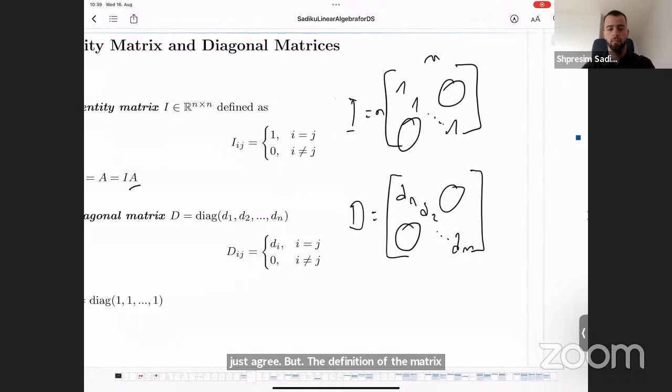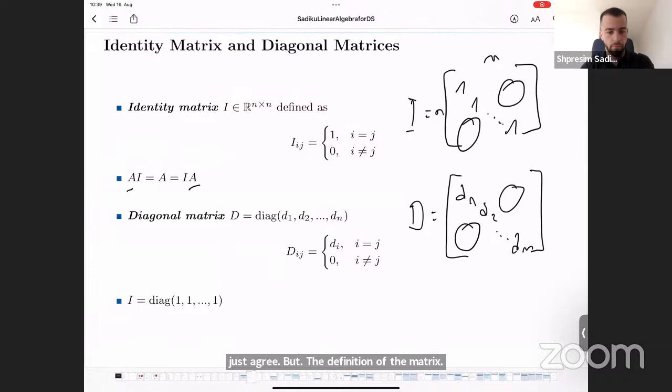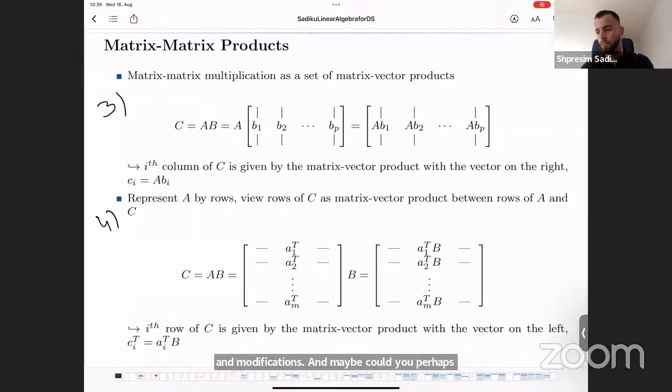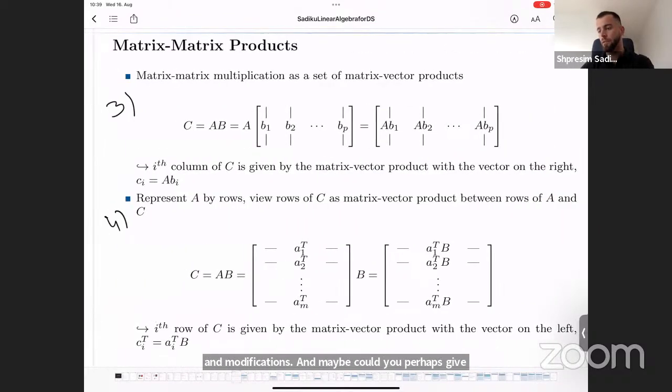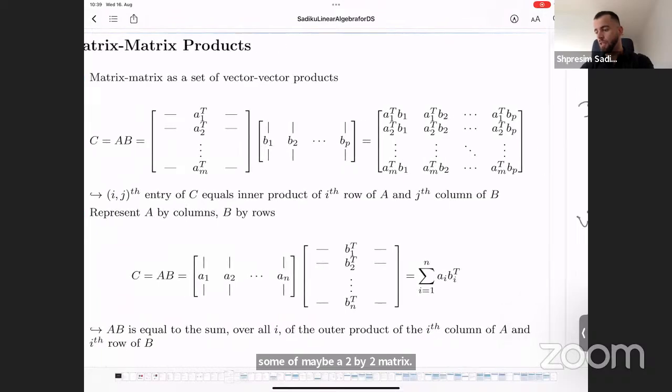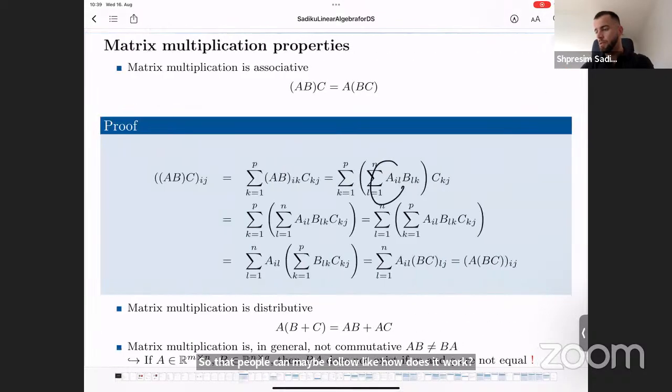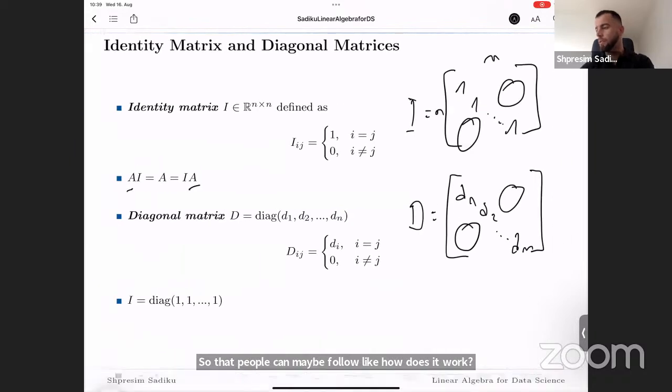Nice, Prism. There were some questions regarding matrices and matrix multiplication. Maybe could you perhaps give some examples of a 2x2 matrix, so that people can follow how it works? Have more space, maybe here.